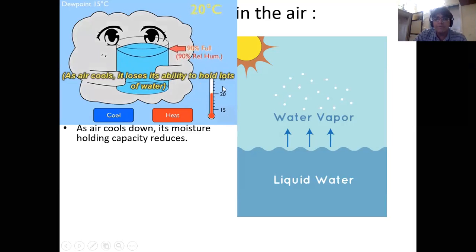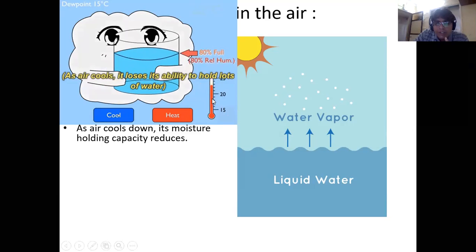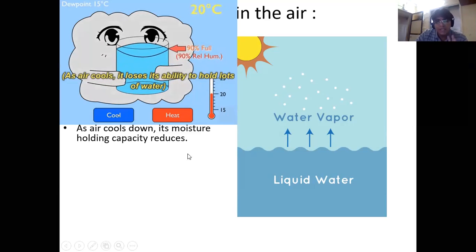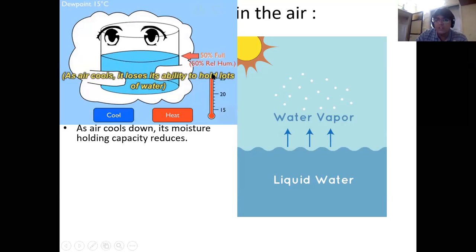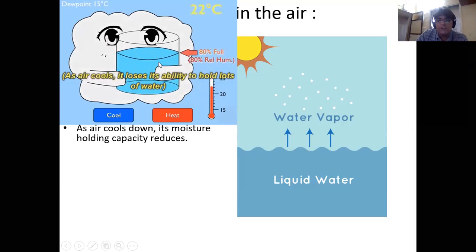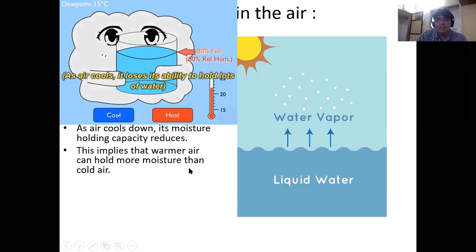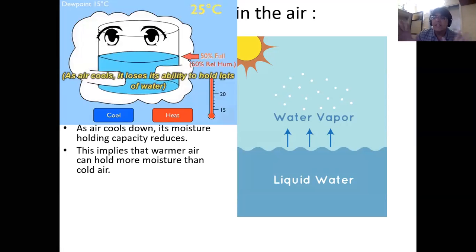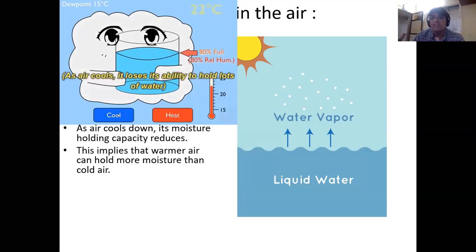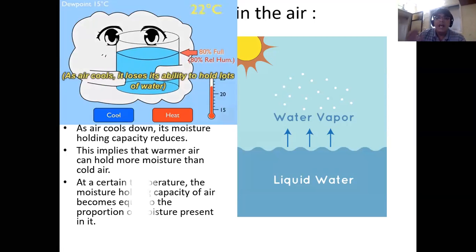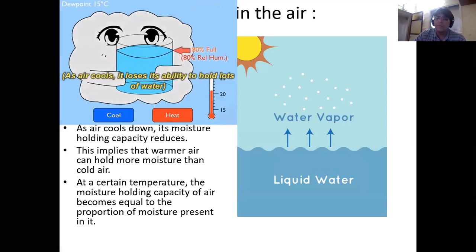Now remember this. See, pay attention towards the temperature once again. You see the temperature is dropping, so the amount of moisture that it can hold goes on decreasing. Okay, once again I am showing you all. See, temperature reduces, moisture holding capacity reduces. This implies that warmer air can hold more moisture. Simple as that: the hotter the air, the higher the temperature, the more moisture it can hold. At a certain temperature, the moisture holding capacity of air becomes equal to the proportion of moisture present in it.